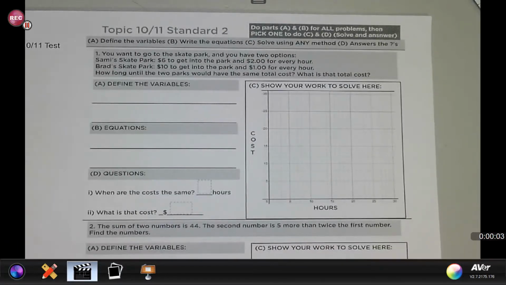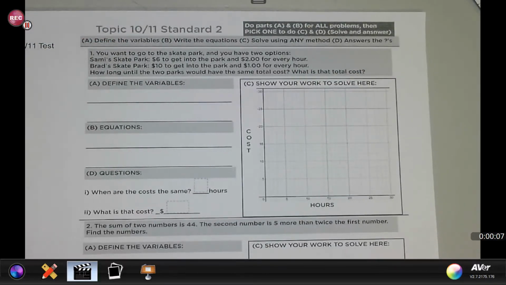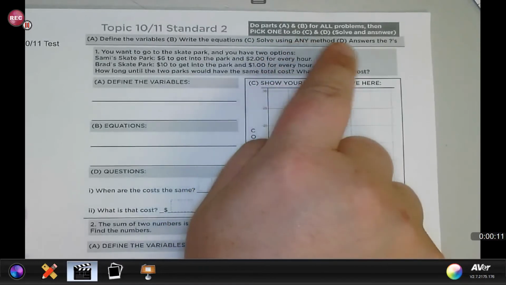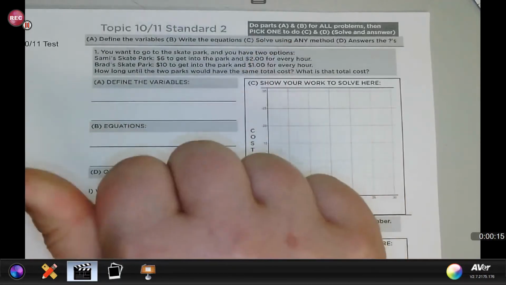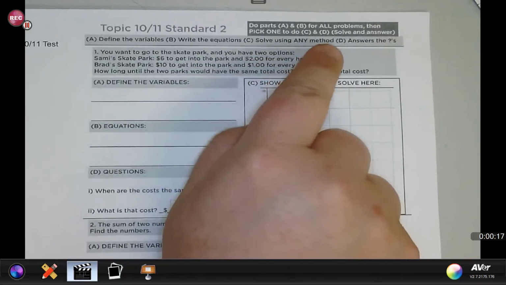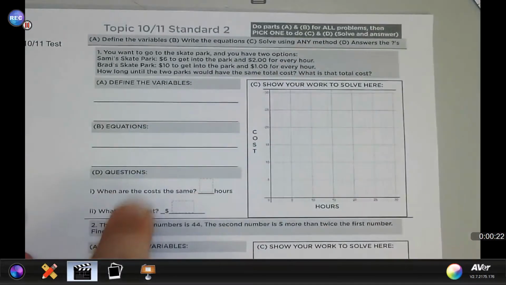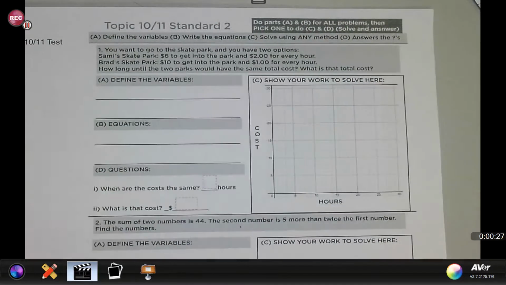All right, so here we go. We're doing topic 1011 standard 2. Okay, and you want to make sure that you follow directions because it says do parts A and B for all problems, then pick one out of those 3 and do C and D, which means solve and answer. So I'm actually just going to go through real quick and do A and B for all 3 problems.